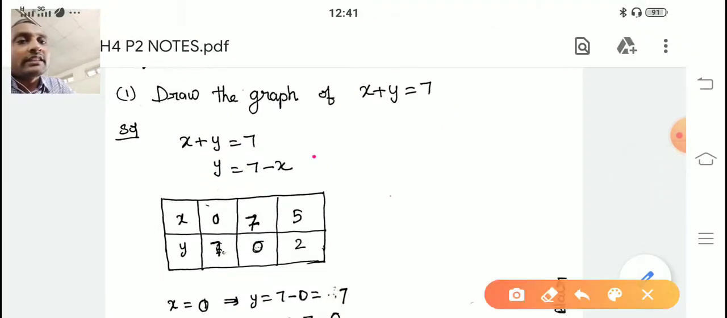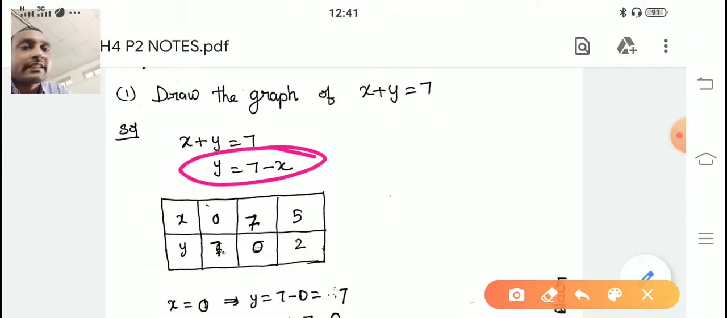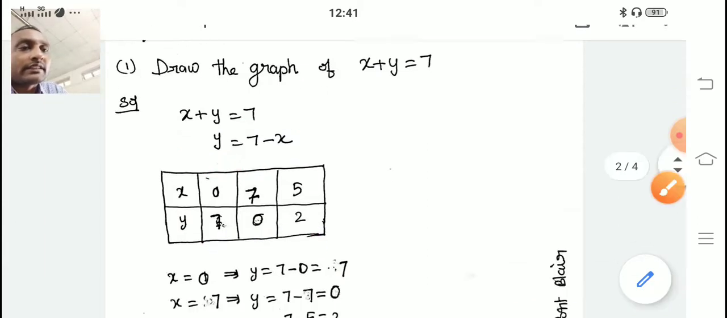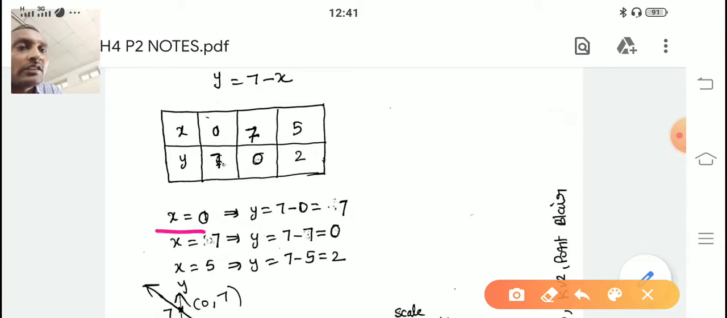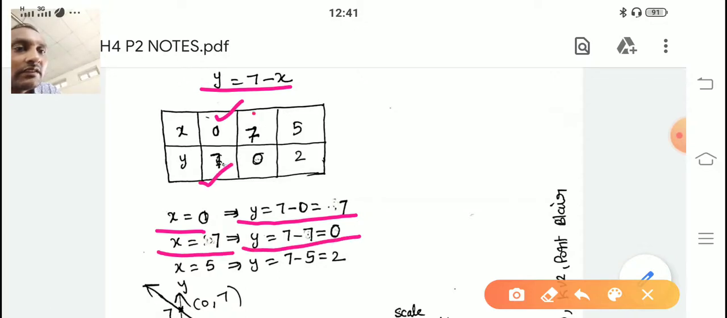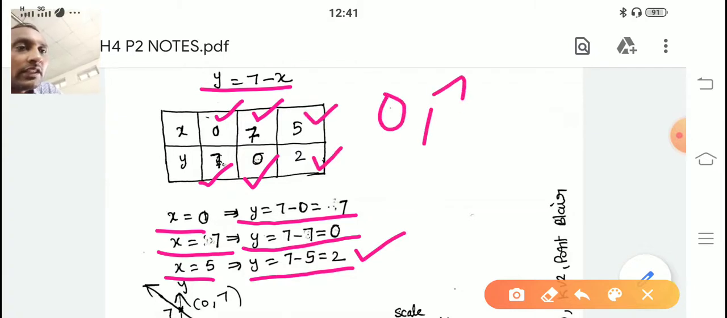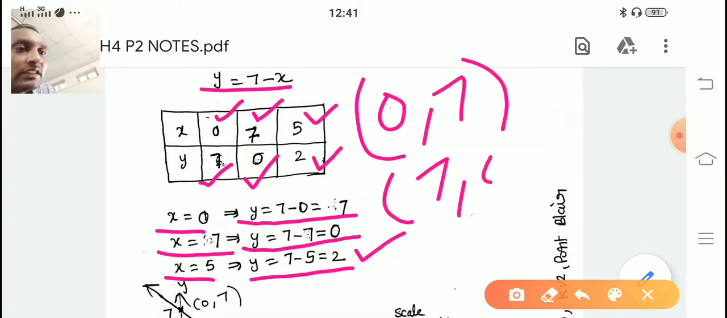Once you write it this way, y is equal to 7 minus x, take different values of x to get the different values of y. If x is 0, y is 7 minus 0, that is 7. When x is 0, y is 7. When x is 7, y is 7 minus 7, so y is 0. When x is 5, y is equal to 7 minus 5, which is 2. So, the points are 0, 7; 7, 0; 5, 2.